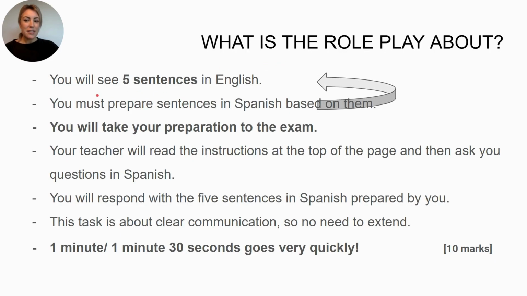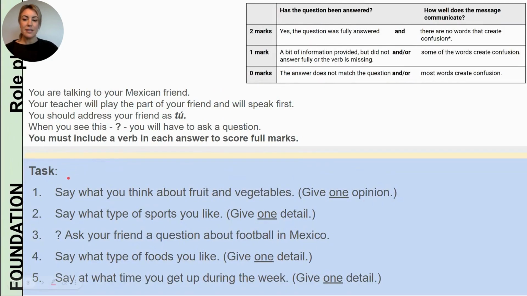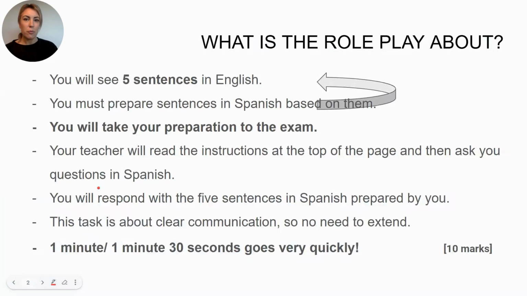The role play is going to show you 5 sentences in English like this, with instructions as to what to say. Your teacher will play the part of a friend of yours. We'll see here in the instructions, and you will answer some questions they'll ask you with your preparation. It's really important to remember that you will prepare the answers to these 5 questions. And so you're going to do this in the preparation room on the day of the exam.